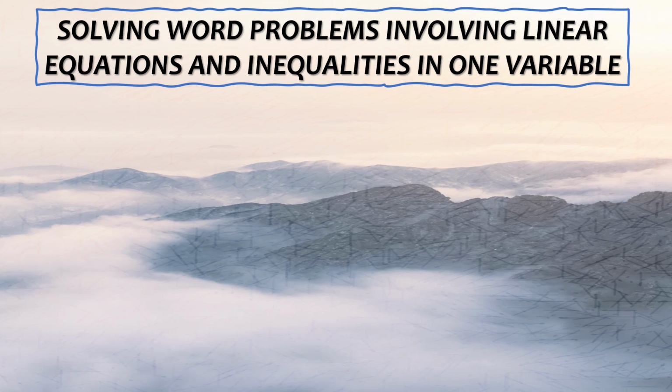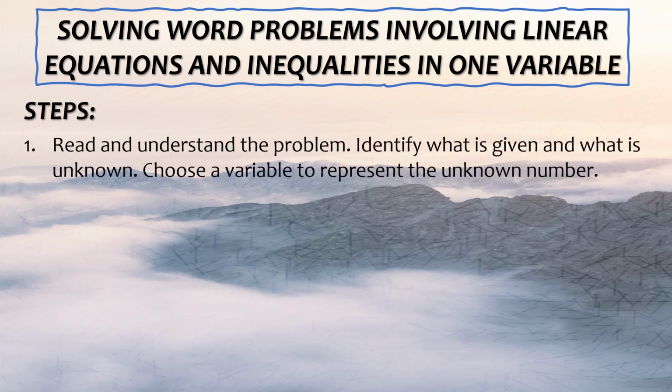Let us now proceed in solving word problems involving linear equations and inequalities in one variable. We have the given steps. Step 1, read and understand the problem. Identify what is given and what is unknown. Choose a variable to represent the unknown number.